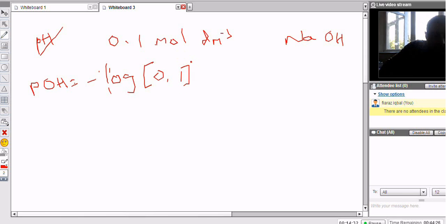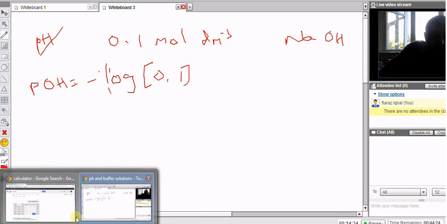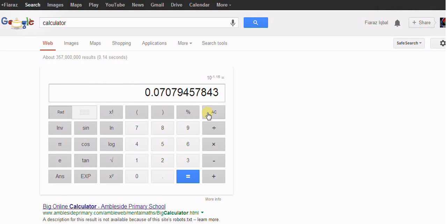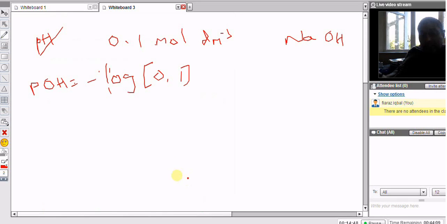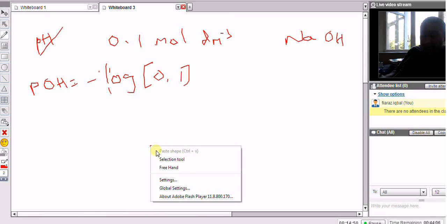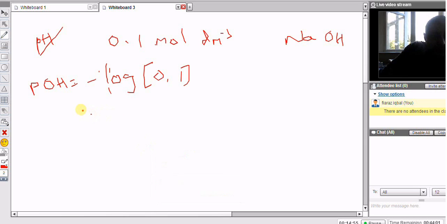So let's go back to Google. 0.1. Okay. I'm clear. So I want log 0.1. This is minus 1. So I put log 0.1, that's -1. However, I want the negative of it. I want the opposite of it in terms of mathematics. So log of 0.1, which I put in the calculator, was -1. However, we do the opposite. We've got a negative sign here, so the pOH is 1.